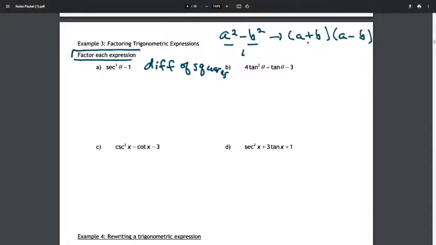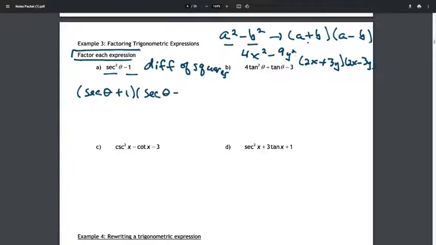So we would have done something like 4x squared minus 9y squared, and that would have factored to be 2x plus 3y times 2x minus 3y. I did not leave enough room for that, sorry. So we're basically doing the same thing. These are two perfect squares separated by a minus sign, so they'll factor to be secant theta plus 1 times secant theta minus 1. And that has been factored.